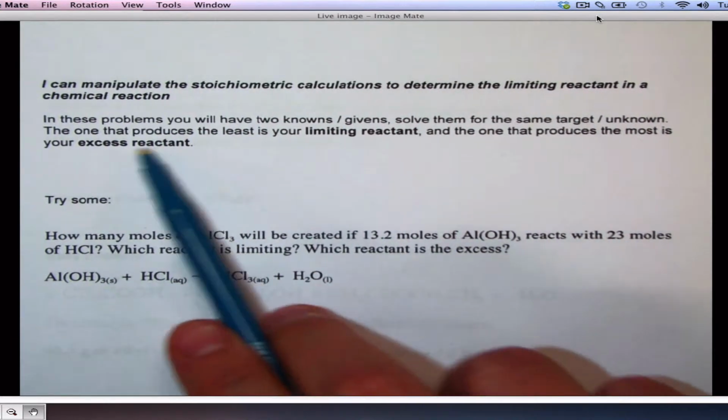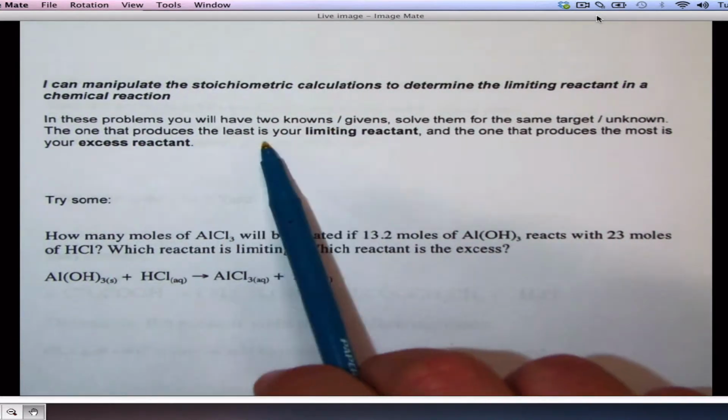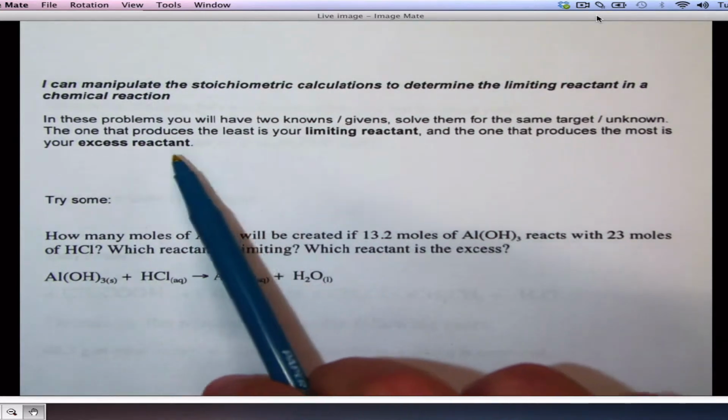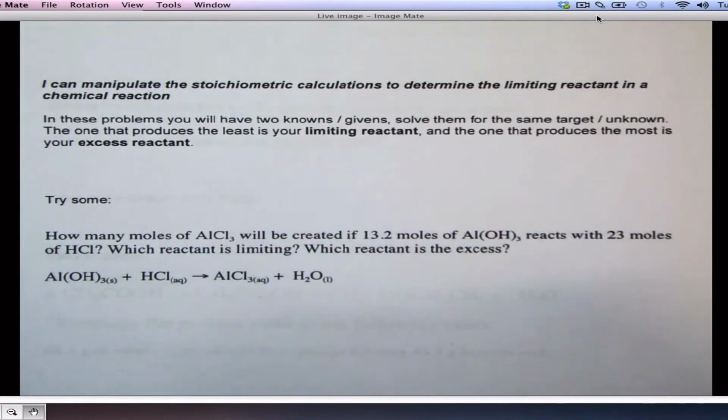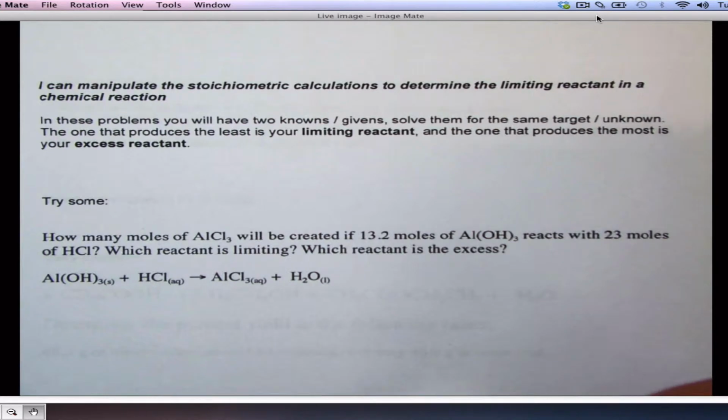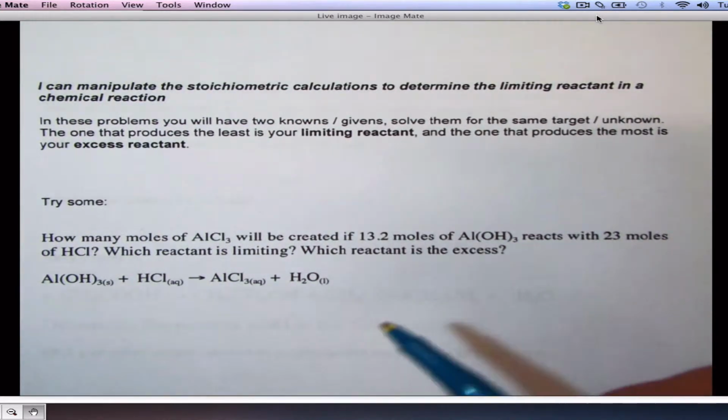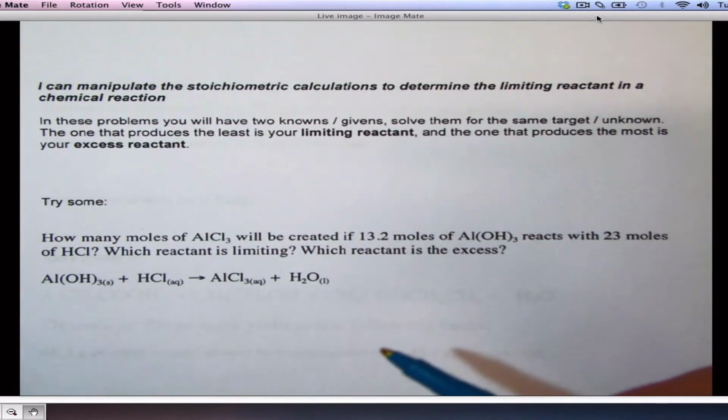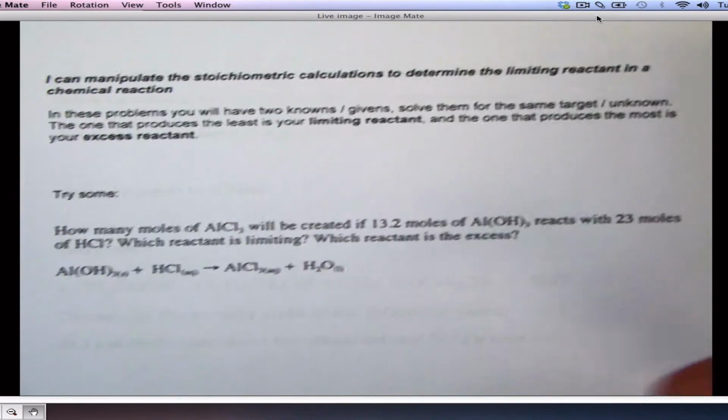So the first thing you need to realize is that the limiting reactant is the one that produces the least, and the excess reactant is the one that produces the most. So in these types of problems, when they ask you for limiting or excess reactants, they're going to give you two givens, or two knowns, and you have to convert them to the same product or whatever they want you to find, and whichever one produces the least, that'll be your answer. All right. So let's do this first one kind of as a trial, see how we do.